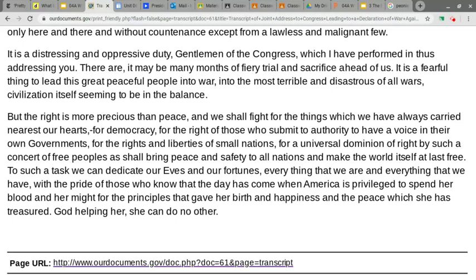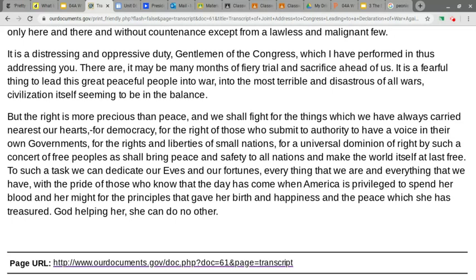But the right is more precious than peace, and we shall fight for the things which we have always carried nearest our hearts, for democracy, for the right of those who submit to authority to have a voice in their own governments, for the rights and liberties of small nations, for a universal dominion of right by such a concert of free peoples as shall bring peace and safety to all nations, and make the world itself at last free.